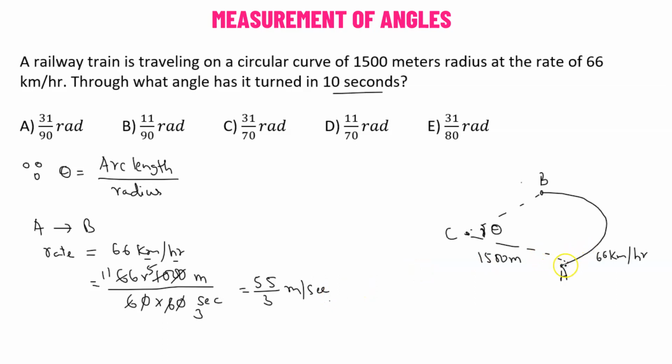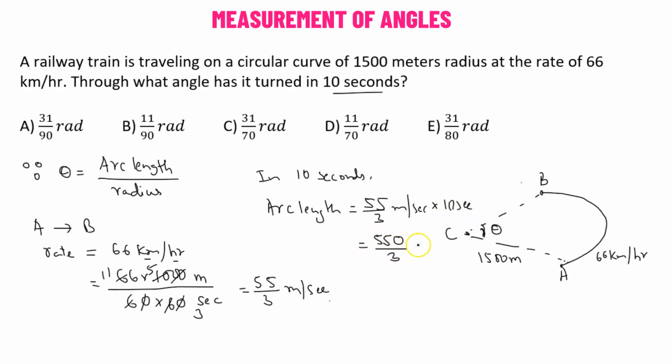Now it's also mentioned that in going from point A to B, it takes around 10 seconds. So that means in 10 seconds the distance traveled, which is nothing but the arc length, will be simply 55 over 3 meters per second multiplied by 10 seconds. So we get 550 over 3 meters. That's going to be the arc length.